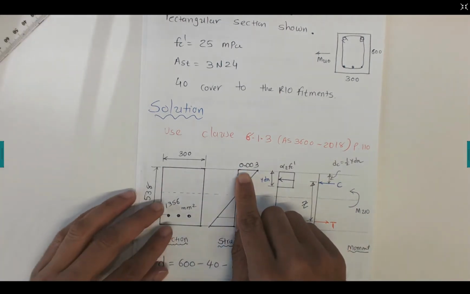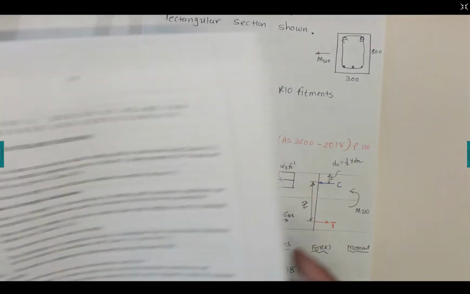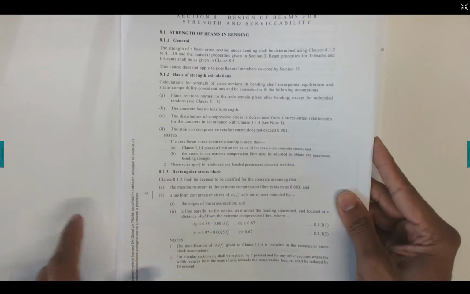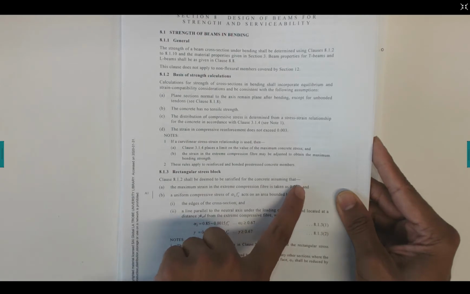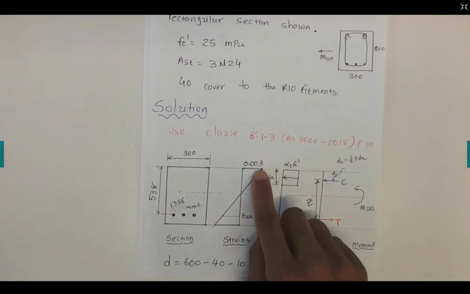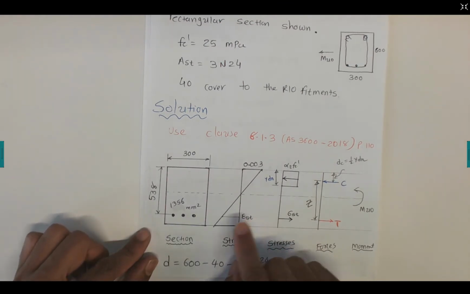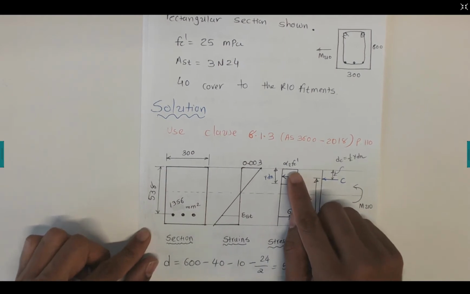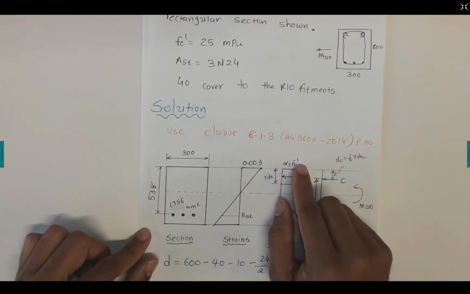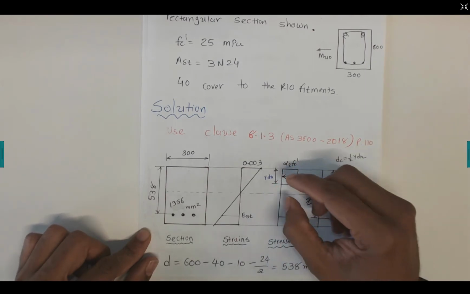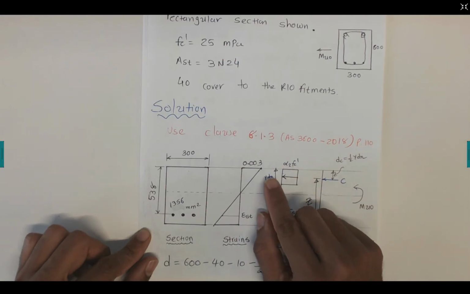So for this compression strain, we have 0.003, which is coming from the Australian Standards, page number 110. If you read here on clause 8.1.3, the maximum strain in the extreme compression fiber is 0.003. That's given here. The strain epsilon in the steel is given here. Now we already discussed this equivalent stress block, where alpha 2 f'c is the stress and the depth is gamma dn. So we are now going to find the alpha 2 and gamma values here.